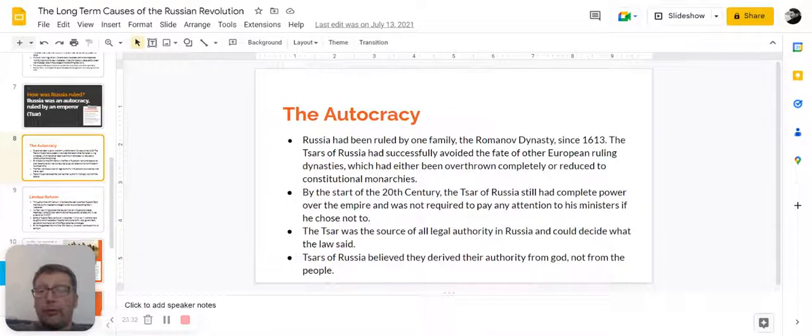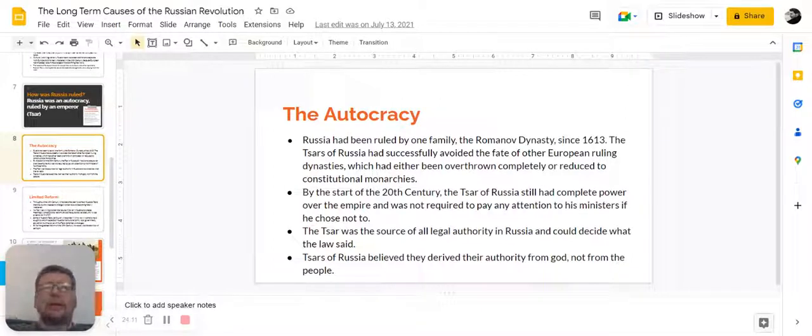By the start of the 20th century, the Tsar of Russia still had complete power over the empire and was not required to pay any attention to his ministers if he chose not to. So, in a way, Nicholas II of Russia has more in common with the Qing dynasty of China than he does with the Kaiser of Germany in terms of the extent of his powers. The Tsar was the source of all legal authority in Russia and could decide what the laws said. And the Tsars believed that they derived their authority from God, not from the people.